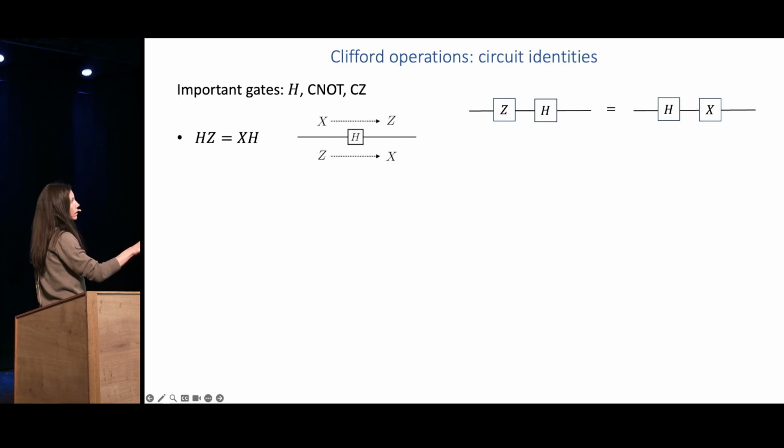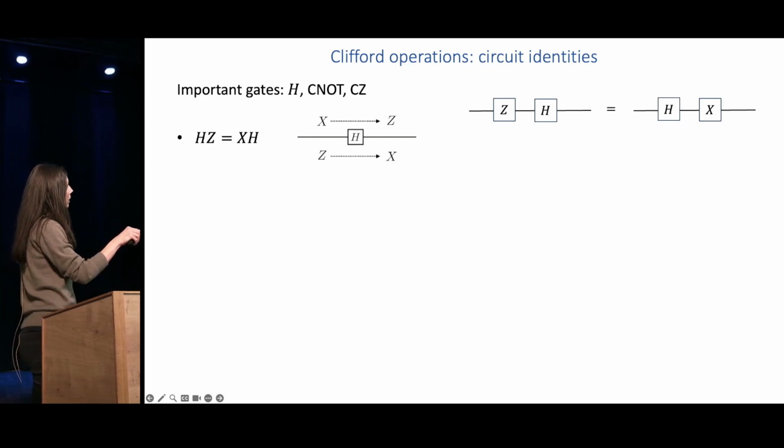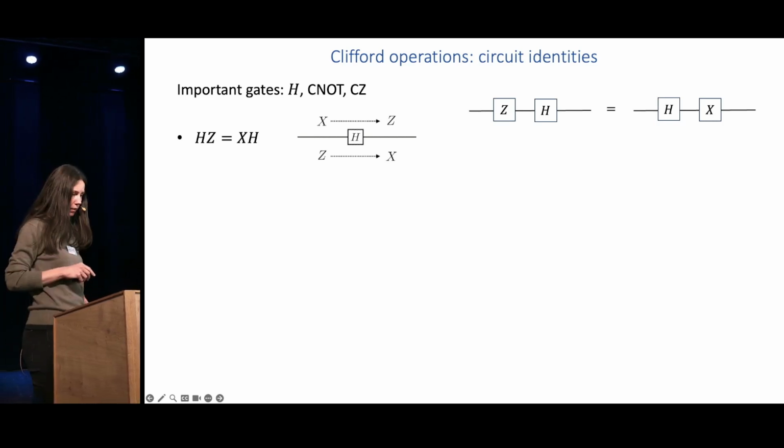It just means this, right? So this means if I pass X through, I'm going to get a Z. If I pass Z through, I get an X.